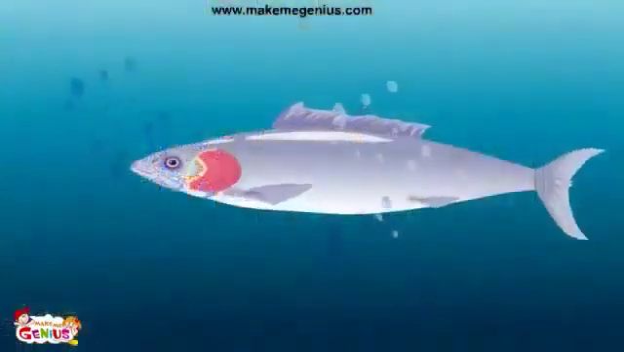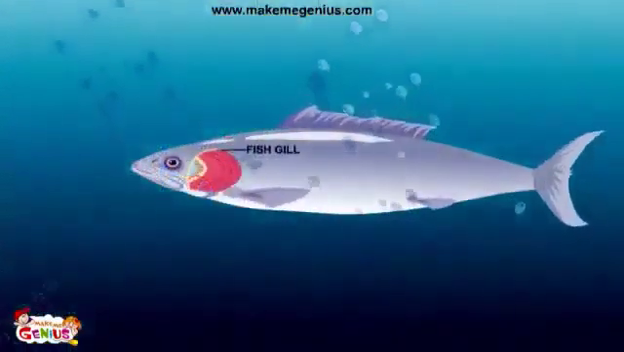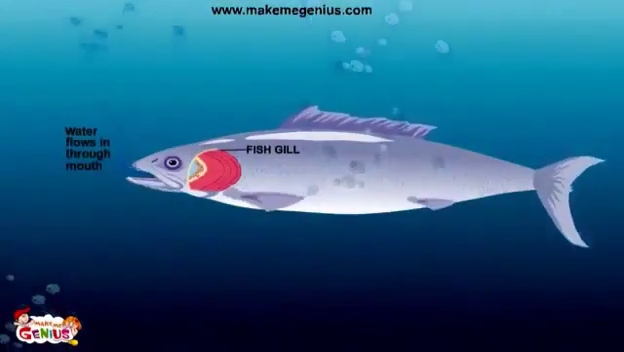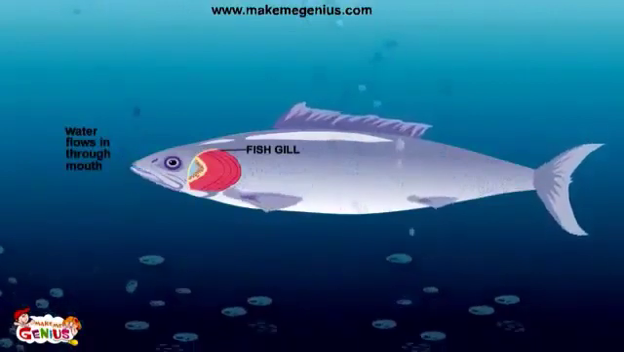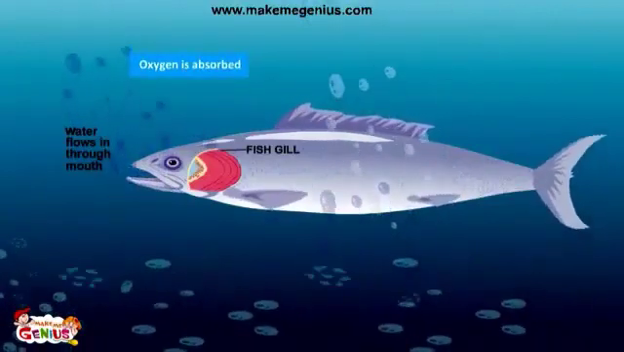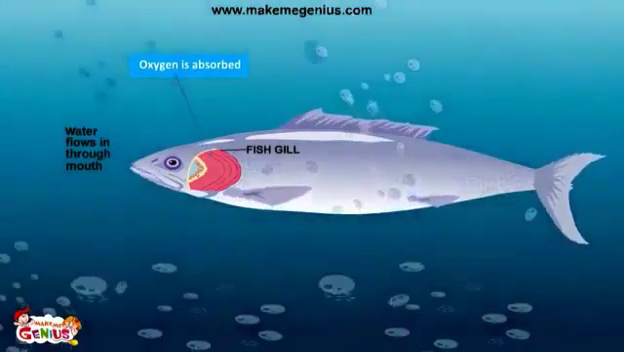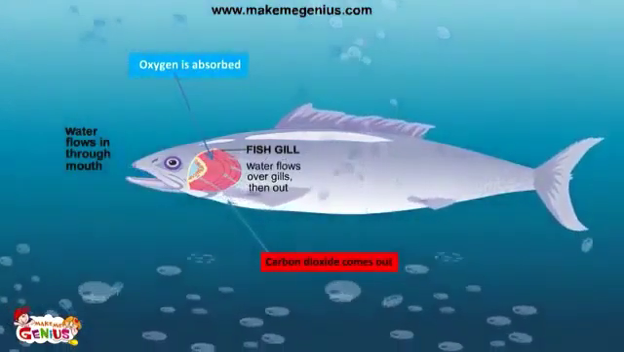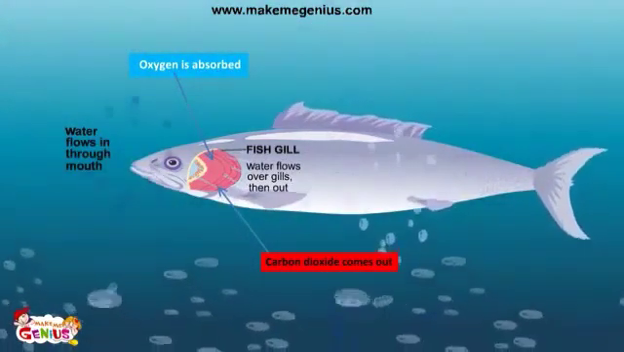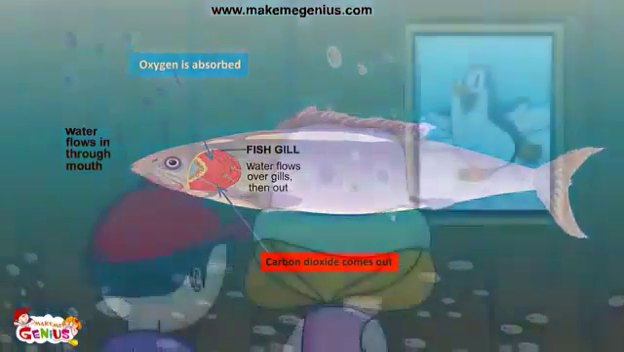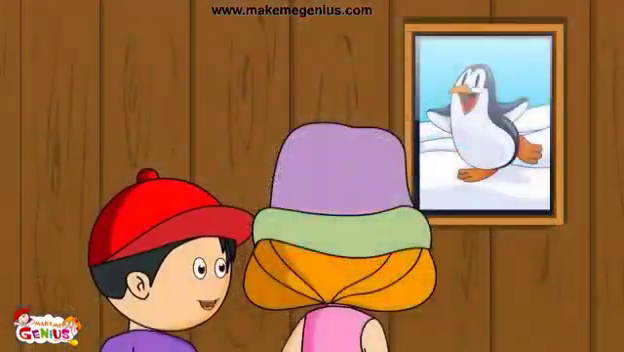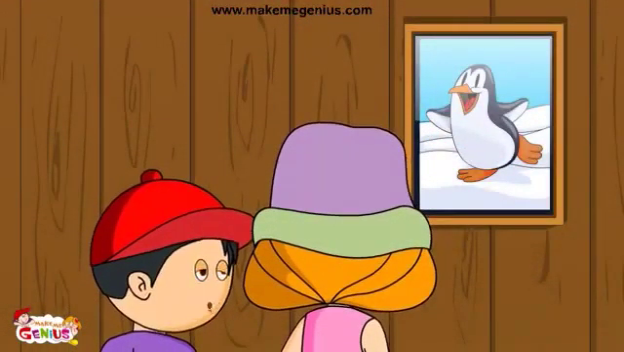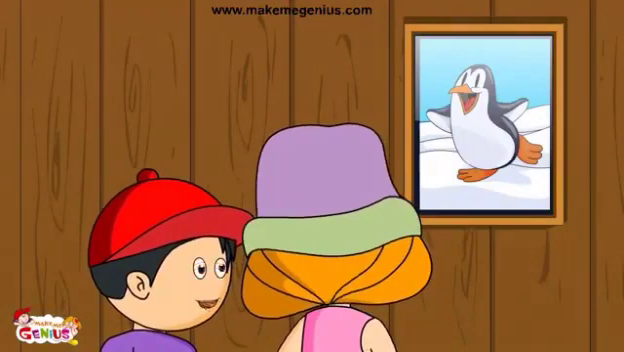Fish have gills on both sides of their body. Seawater goes in from their mouth and it passes through their gills. These gills absorb oxygen from water and carbon dioxide from the body is released, which comes out of the gills from the other side. Wow, we learned adaptations in aquatic, arboreals, and desert animals.